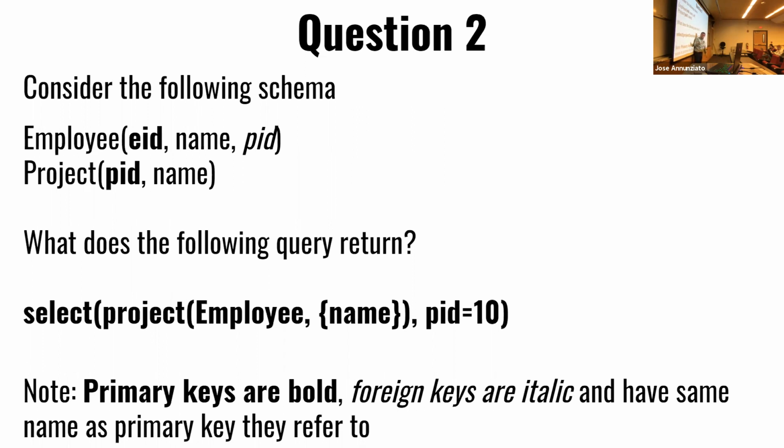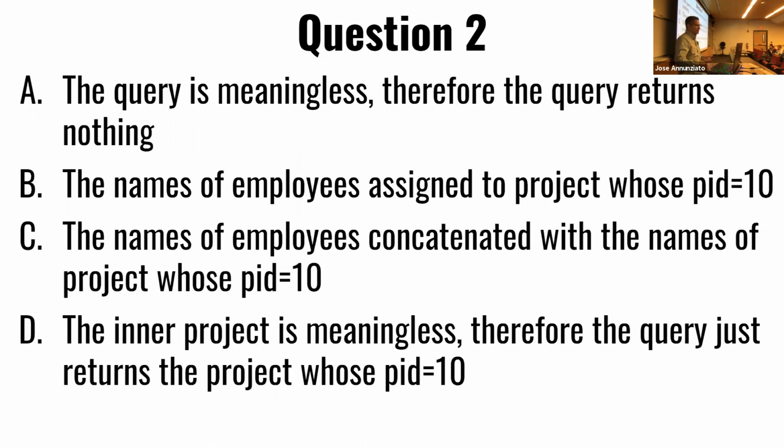The problem with this query is that the predicate is filtering on the PID field, which is not in the input. See that? This input only comes back with the name column, so I can't filter on that because I don't have that column as the input. So the question was, what does this return? And the right answer is that this query is meaningless. It returns the empty set, because there's nothing to compare it against.